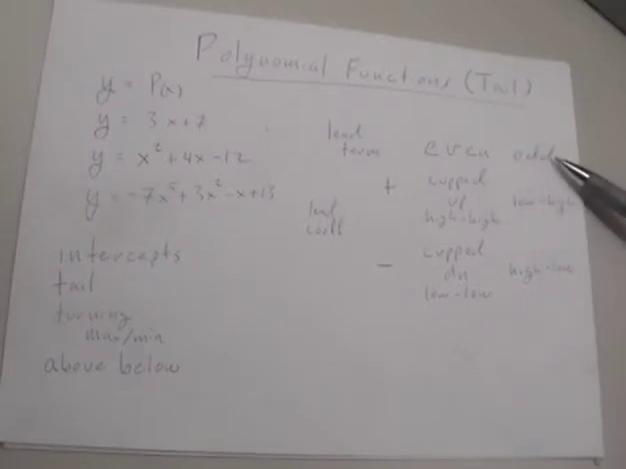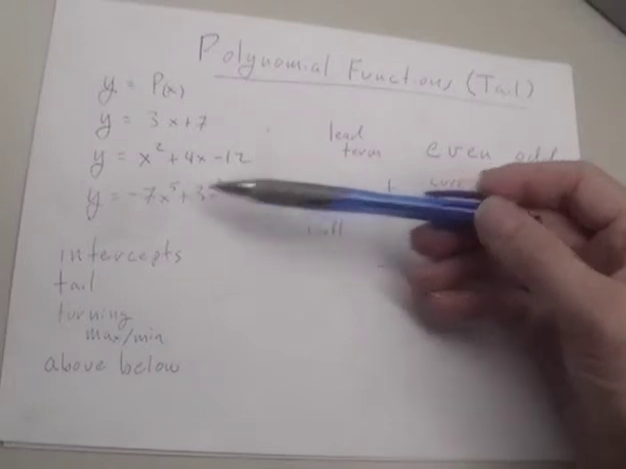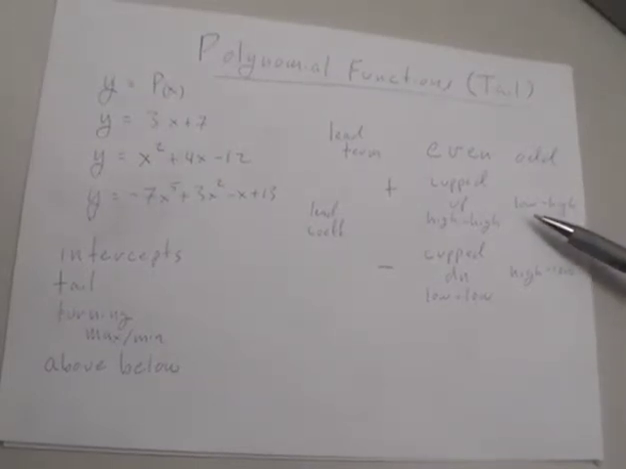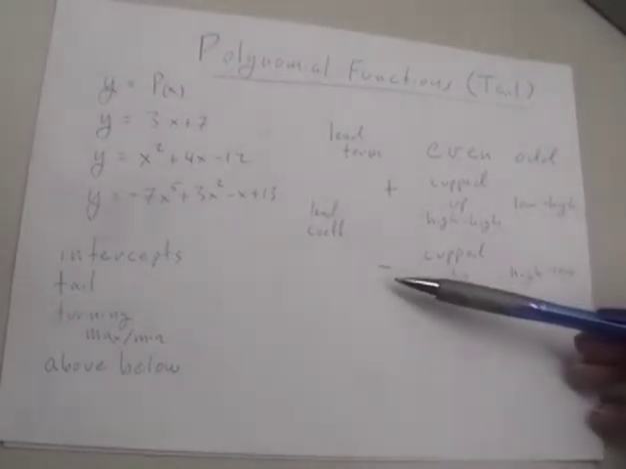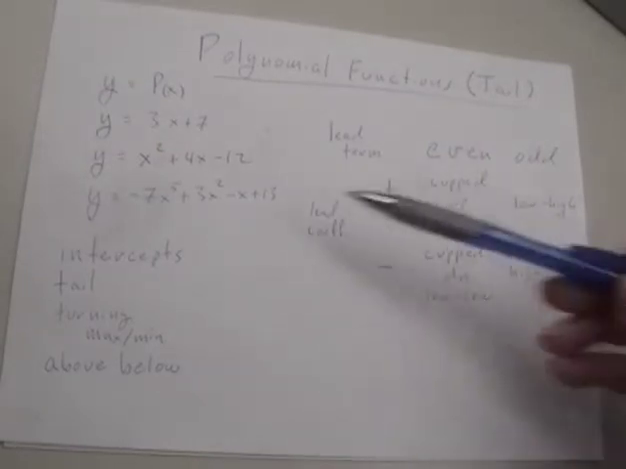If the power is odd, as it is here, and again here, then it will start on one side and end on the other of the x-axis. So for example, if it's positive, you expect it to start low and end high. If it's negative, you expect it to start high and end low.